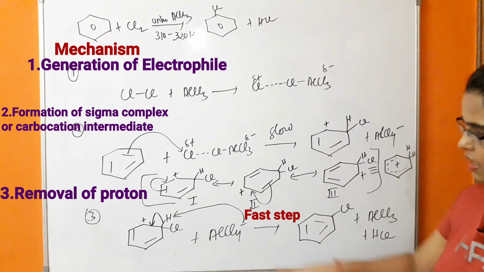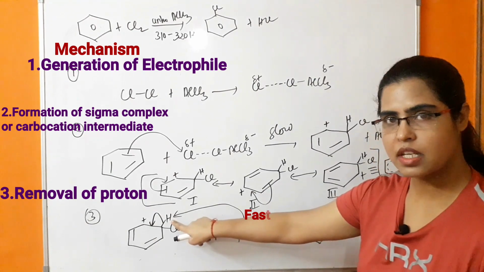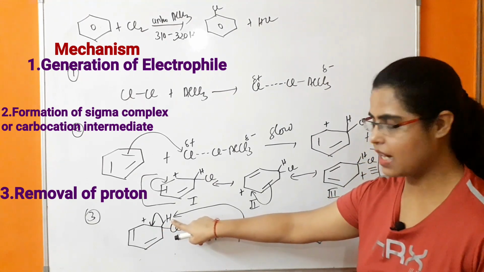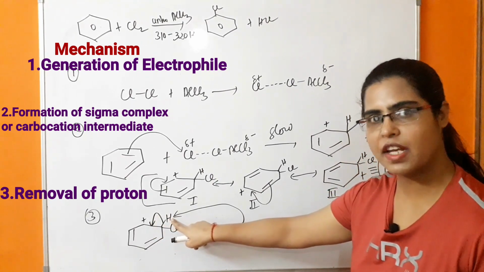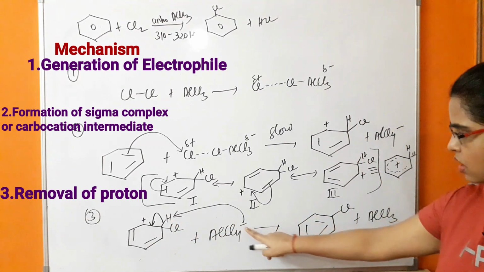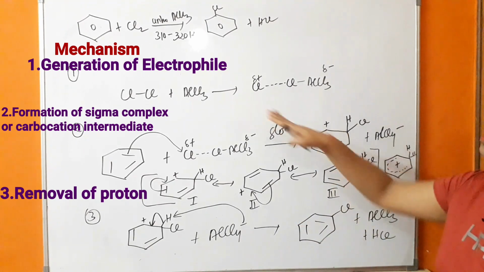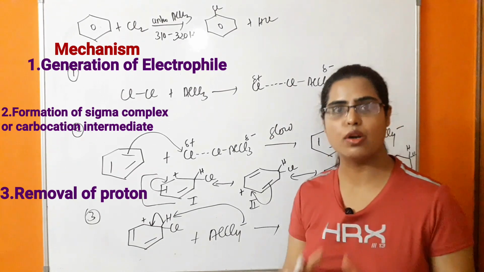So what is happening in this case? This AlCl4 minus will abstract this H plus. This bond, that is the carbon hydrogen bond, the shared pair of electrons, will be shifted towards this position. Because of that, there is removal of H plus, and this H plus will be abstracted by this AlCl4 minus. So there is formation of AlCl3 and HCl, and the main product which will be formed is chlorobenzene. So this is the mechanism of halogenation when the reaction is taking place in the presence of a Lewis acid.